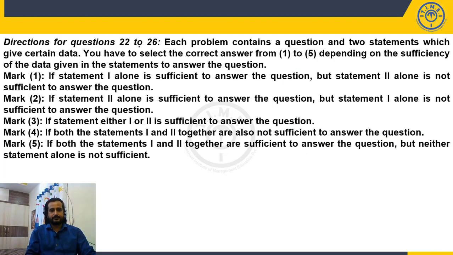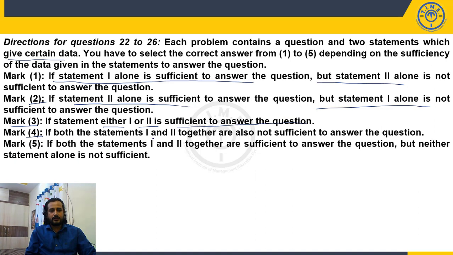Questions 22 to 26. Each problem contains a question and 2 statements which give certain data. You have to select the correct answer from 1 to 5 depending on the sufficiency of the data given in the statements to answer the question. First option, if statement 1 alone is sufficient to answer the question but 2 alone is not sufficient. Choice 2, 2 alone is sufficient to answer the question but statement 1 alone is not sufficient. Mark answer as 3 if either 1 or 2 is sufficient to answer the question.